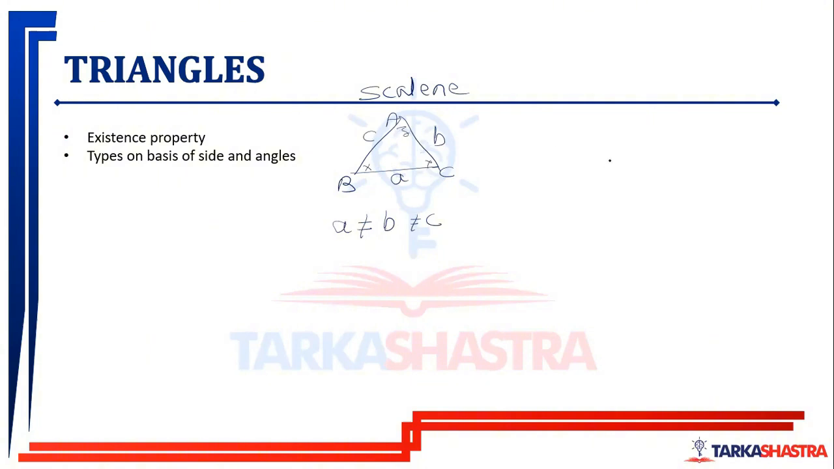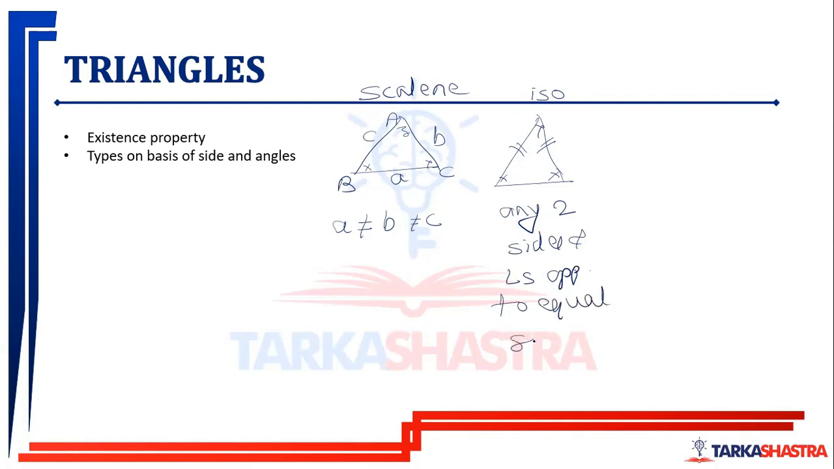Okay, then second type is isosceles triangle, जहां पे कोई तो भी दो adjacent sides are always equal and the angles opposite to those equal sides are always equal. So यहाँ पे क्या होता है, any two sides are always equal, and angles opposite to those equal sides are always equal.